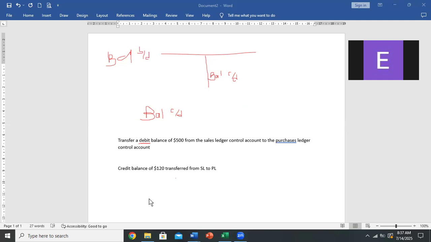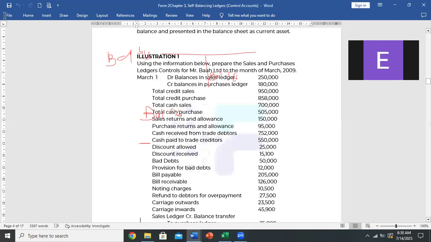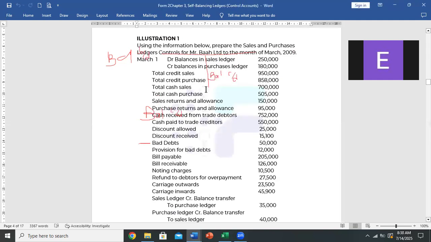So let's look at illustration 1. I think we'll read the question and we'll solve it in the second session. So there you have the question, and this is how the questions are normally given. They give you the items and you just prepare the two accounts, putting in the right items. That's why we had to go through those two accounts and know the items that affect each of them.